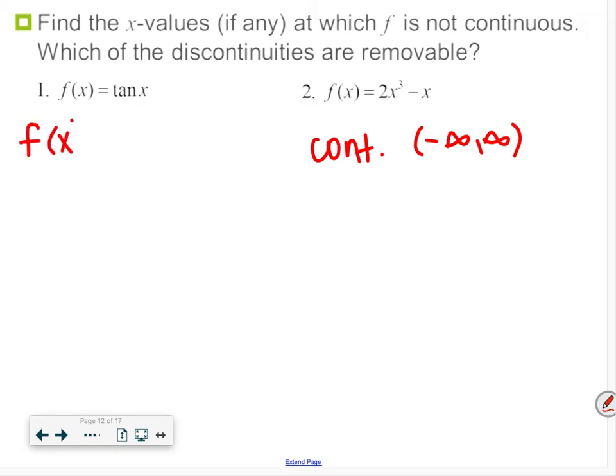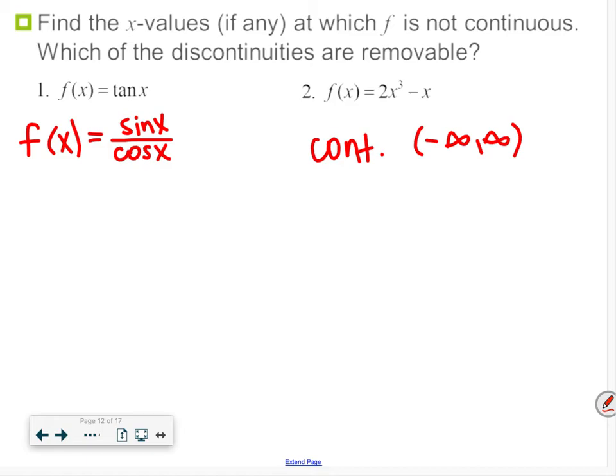Okay. So you can either think about what the graph of tangent looks like. Some of you know where those vertical asymptotes are. Or if you're unsure, we can write it as a fraction, and we know wherever that denominator is 0, we're going to have asymptotes. So first of all, we have asymptotes. We need to identify if we have removable or non-removable discontinuity.